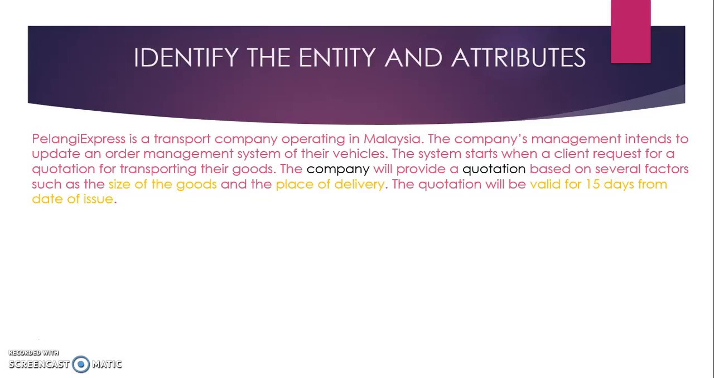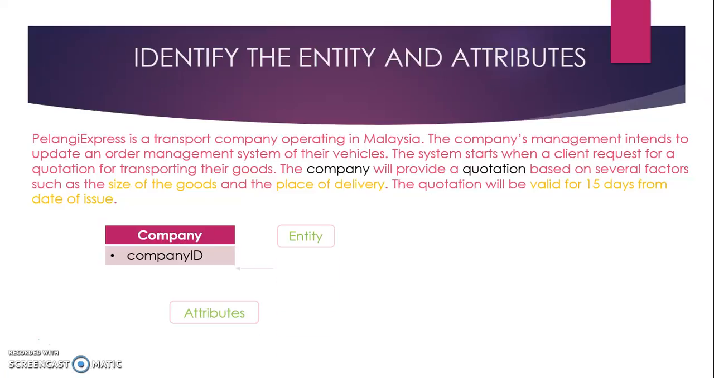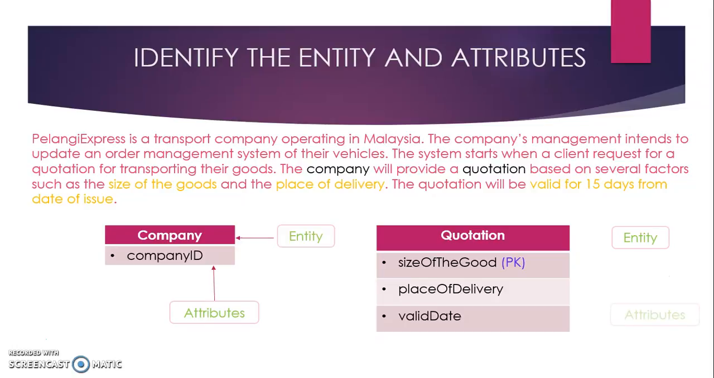First of all, we need to find the entities and the attributes in the case study. I already highlighted the entities and attributes in this paragraph. The first entity is company, and its attribute is the company ID. For quotation, the attributes are size of the goods, days of the delivery, and valid date. So for the first paragraph, we have two entities, company and quotation.